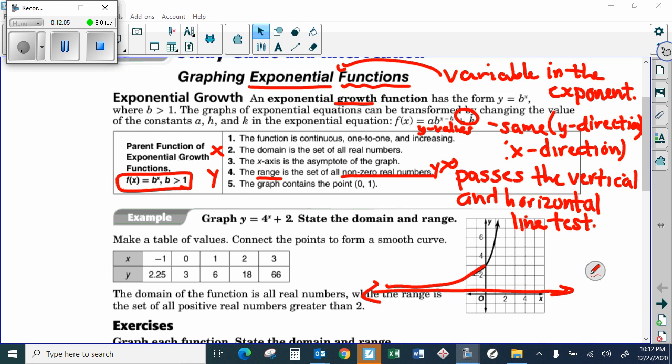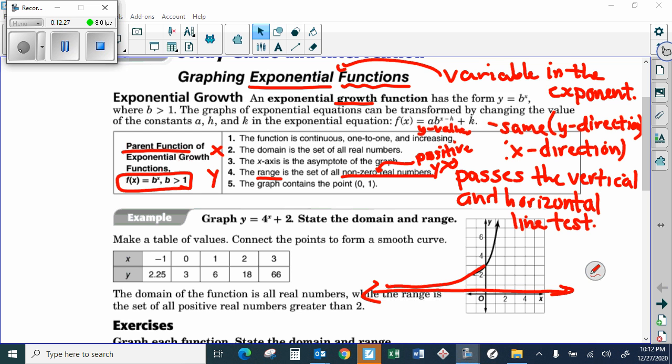But we're talking about the parent function. Remember, the parent function, there are no shifts. And these rules are applying to the parent function, as it says right here, parent function. So this should have said non-zero positive real numbers. They wanted to add in the word positive there, but it's not negative.